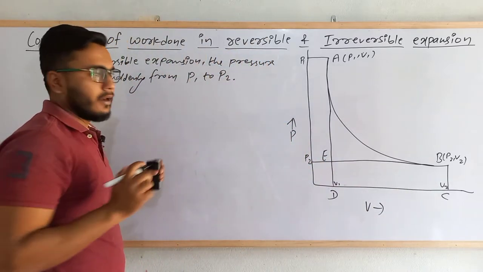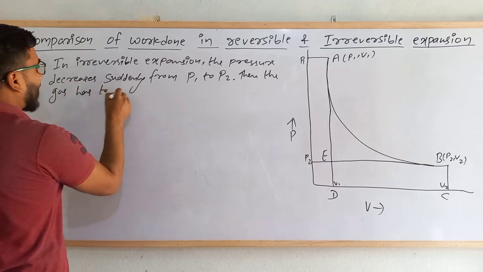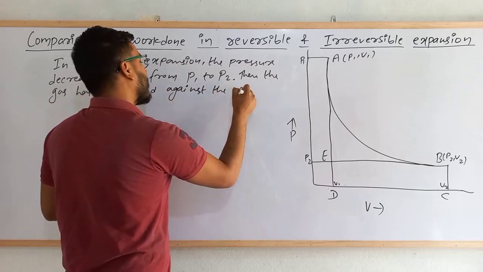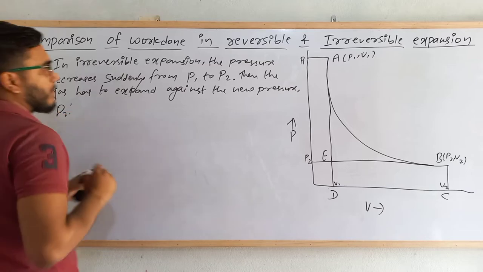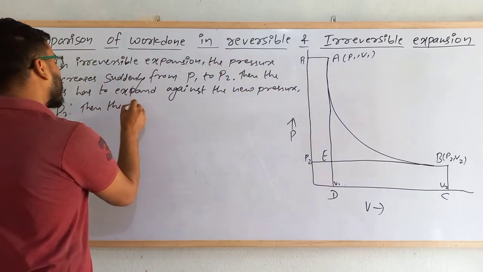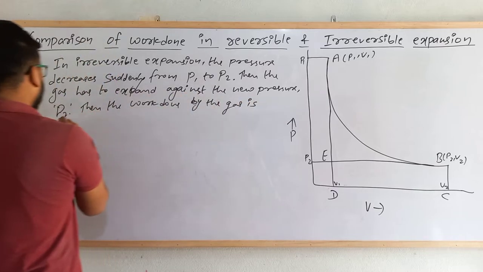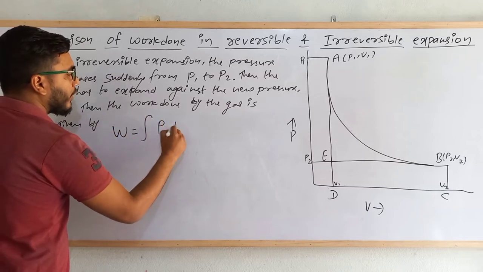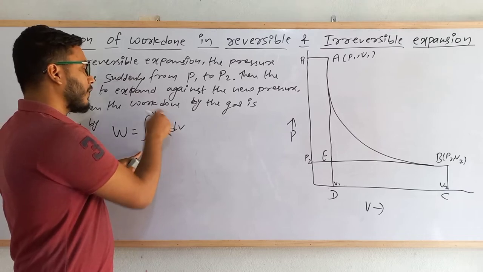Now, as the pressure decreases suddenly, the gas has to expand against the new pressure, that is the final pressure P2, right? Then the work done by the gas is given by the integral of P2 into dV from volume V1 to V2. We are integrating this small work done from volume V1 to V2 to get the total work done.